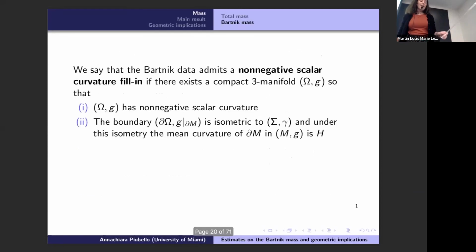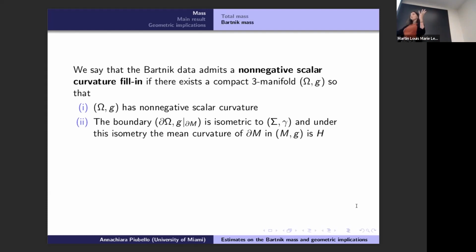Again, remember that we're interested, from a physical perspective at least, in how much mass is contained in this finite region. So it makes sense to assume that we have a non-negative scalar curvature fill-in. Okay, but what is it?